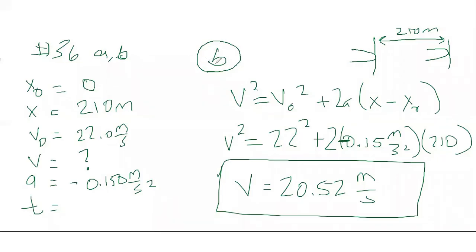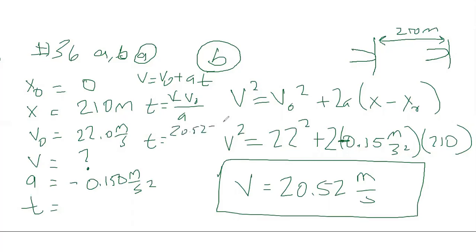So it's easier to actually do part B before you do part A, because now you have everything, so you can just solve for the time. V equals V naught plus a t. T equals V minus V naught over a. T equals 20.52 minus 22 over negative 0.15. So our time is negative 9.87 meters. Oh, sorry, negative 9.87 seconds.